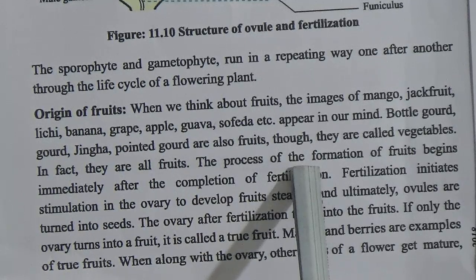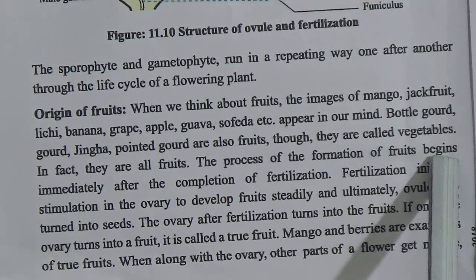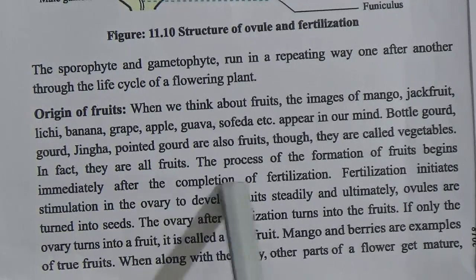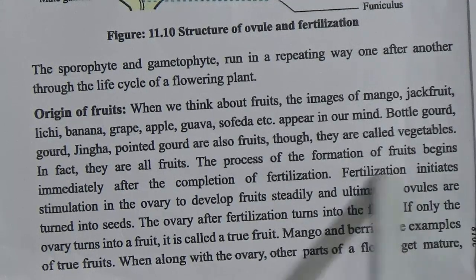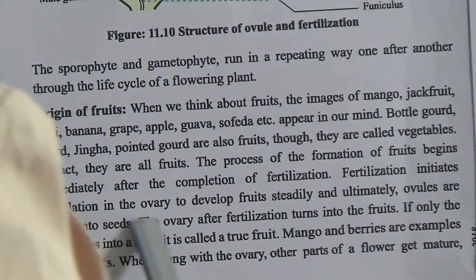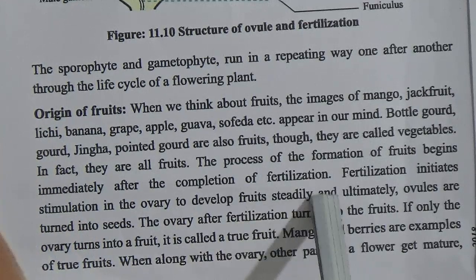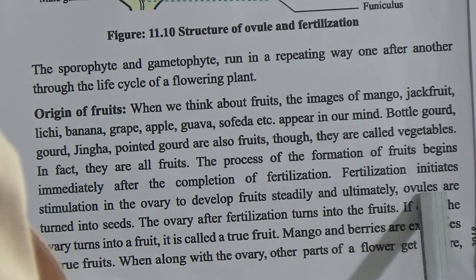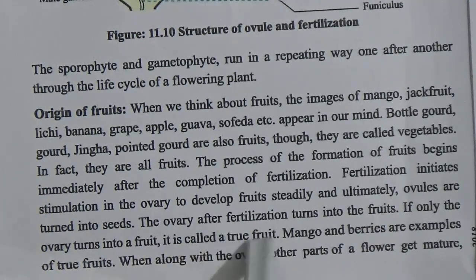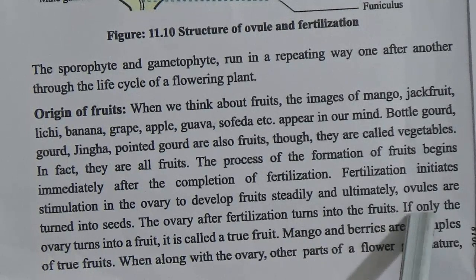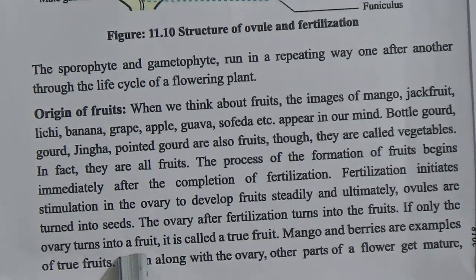The process of the formation of fruits begins immediately after the completion of fertilization. Fertilization initiates stimulation in the ovary to develop into fruit steadily, and ultimately ovules are turned into seeds. The ovary after fertilization turns into the fruit. If only the ovary turns into a fruit, it is called a true fruit. Mango and berries are examples of true fruits.